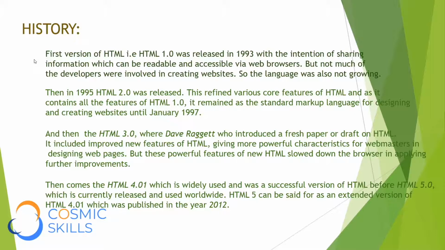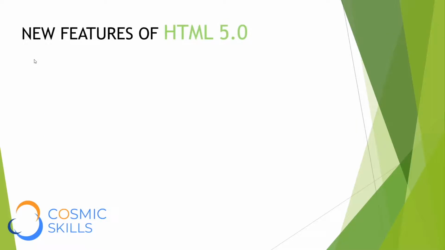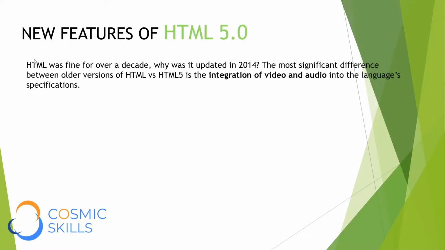So what made the developers build a new version? Let's look at the new features of HTML5. HTML was fine for over a decade. Why was it updated in 2014? The most significant difference between the older version of HTML, that is HTML4, and HTML5 is the integration of video and audio into the language specification. What this means is HTML5 included the features of HTML4 as well as new features, the main one being the integration of video and audio. So you can now use video and audio in your HTML5.